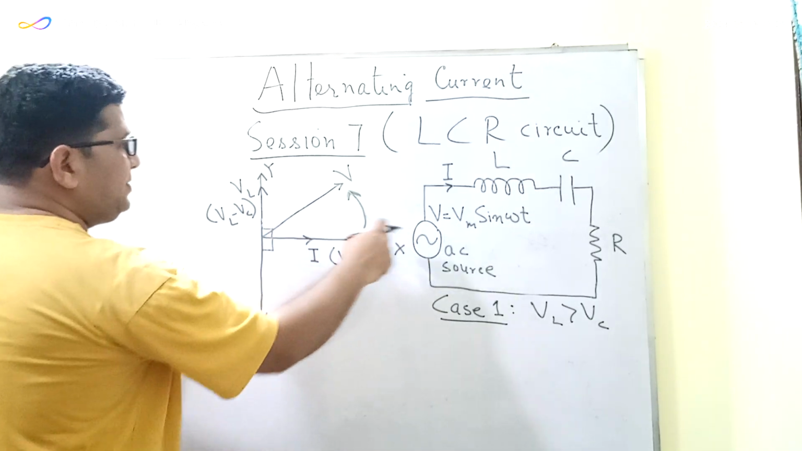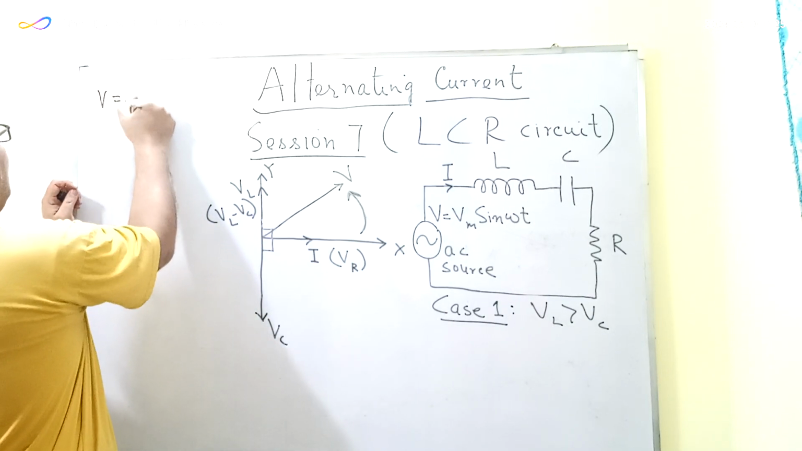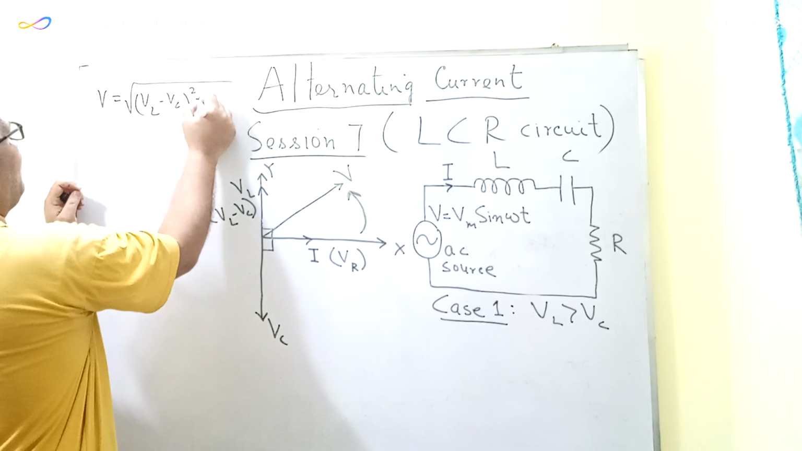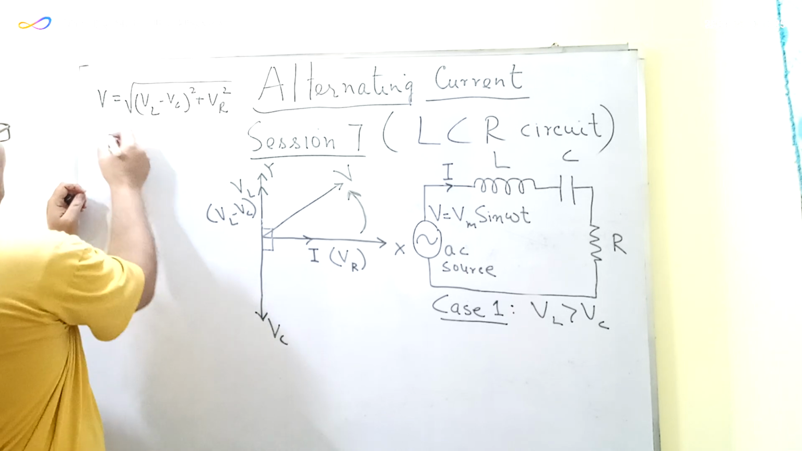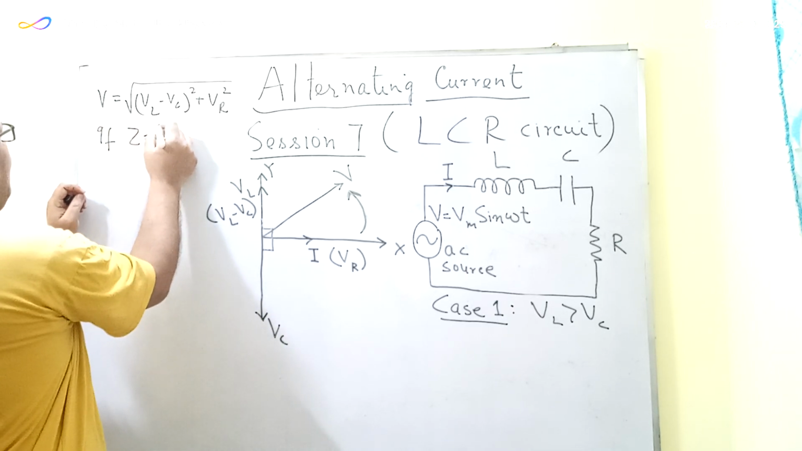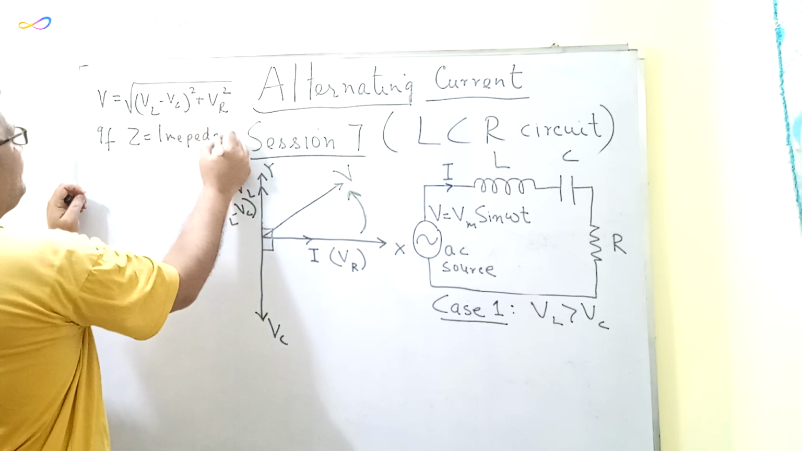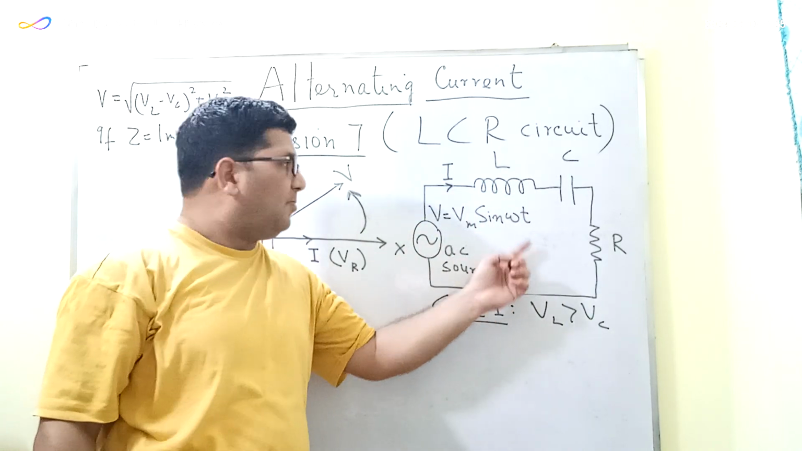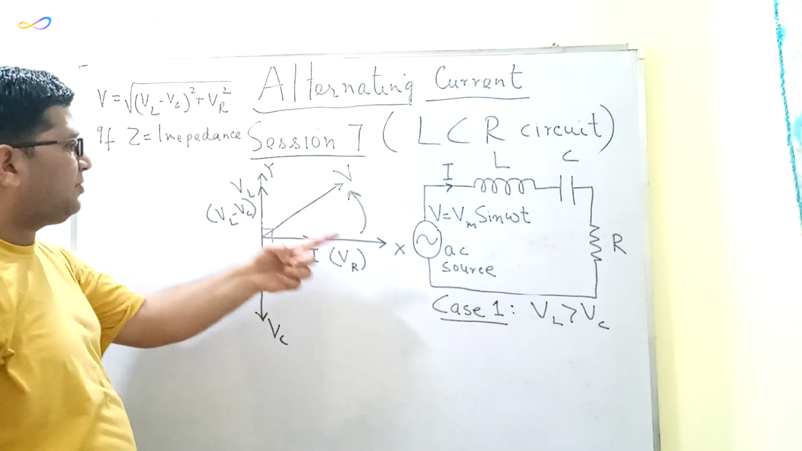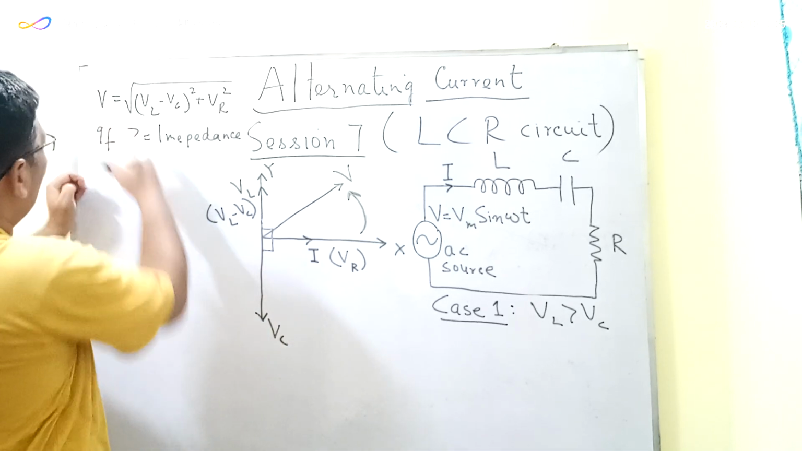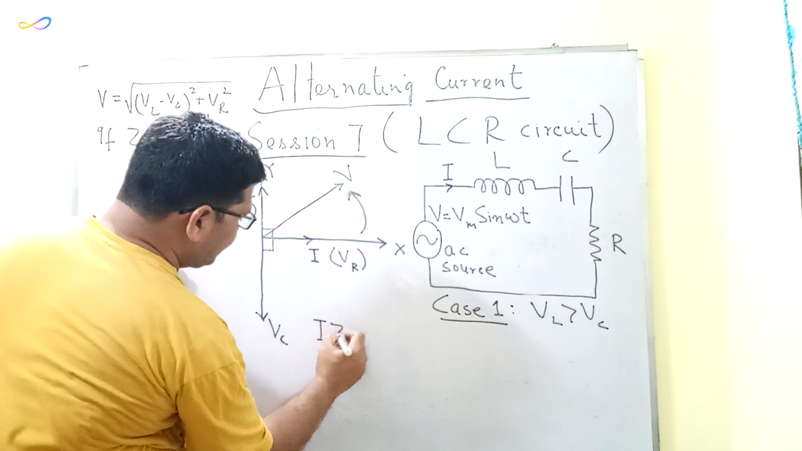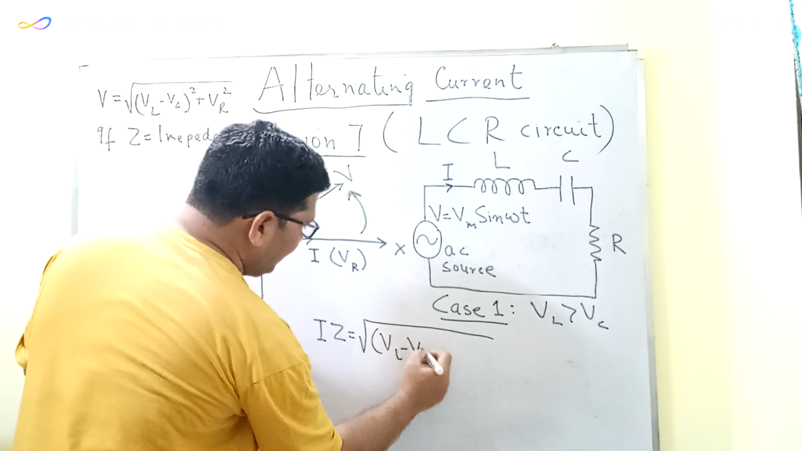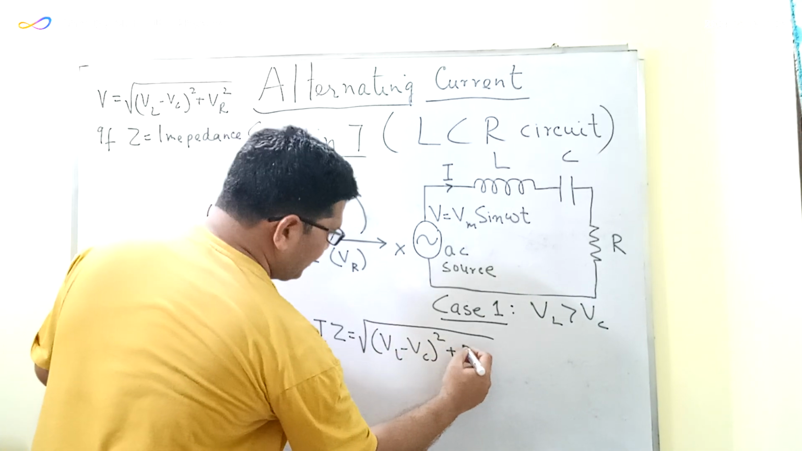The net potential difference of this circuit, that is V, will be given as the square root of (VL minus VC) whole square plus VR whole square. Now if Z is the impedance of this circuit, impedance means the total resistance which is offered to the flow of the current because of these three elements. Then we can write this equation as V equal to I Z, and this will be equal to the square root of (VL minus VC) whole square plus VR square.